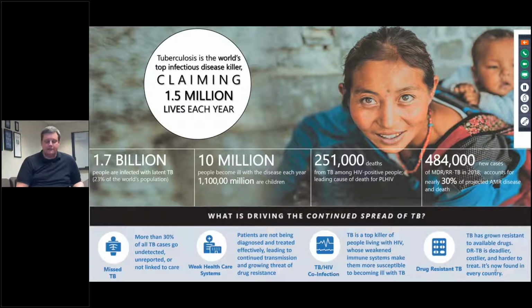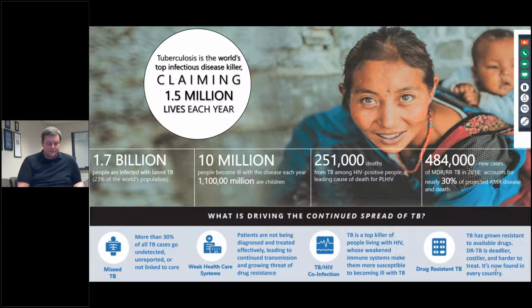TB is the leading cause of death for people living with HIV, or PLHIV, and each year there are about 251,000 deaths from TB among HIV-positive people. People living with HIV are 20 to 30 times more likely to develop active TB disease than people without HIV. And while only a small proportion of TB cases are among people living with HIV, in certain countries, the proportion of TB cases with HIV co-infection is as high as 70%.